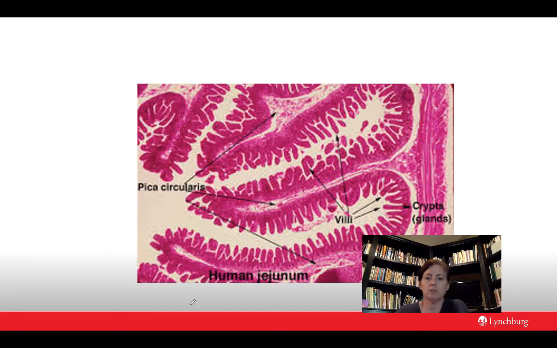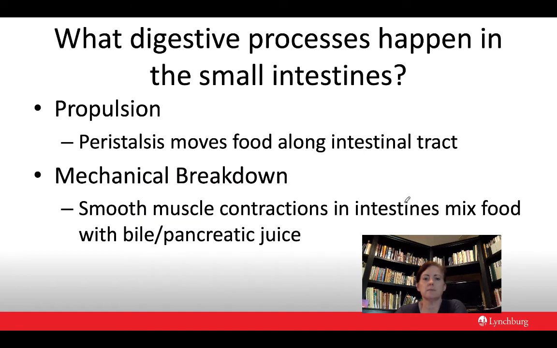So, a couple of different pictures here. This is a cross-section of the intestines, and you can see the plica circularis, the folds in the wall. Here are your villi, the finger-like projections that project into the lumen of the intestines, allowing for increased absorption to take place.